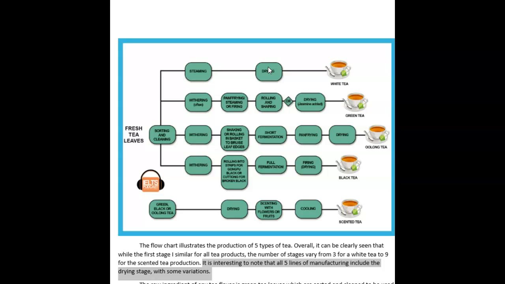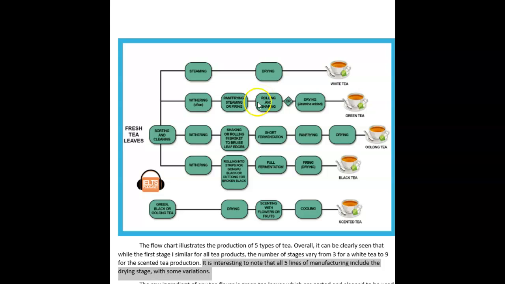White tea is the simplest of the four because the only step in between these two is steaming, and then you're done. The other three types, green, oolong, and black, share the next step, which is withering. Okay? And then you can say from here on, they have some sort of differentiation. You can say all three can be rolled, okay? But prior to rolling, for example, green tea is pan-fried, steamed, or fired.